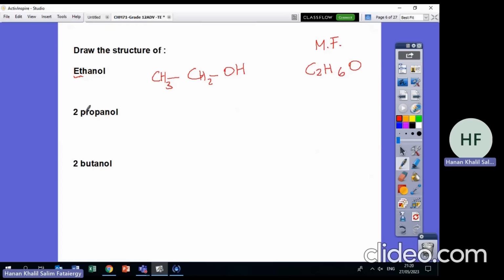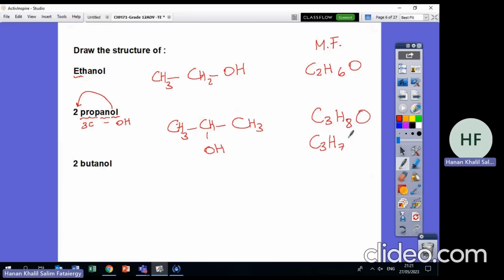And we have O. Now 2-propanol. Prop is 3 carbons. Ane means single bond. Ol means OH. Where is the OH? At carbon number 2. So we have 3 carbons, and at carbon number 2, we have OH. Now let's put the H's. This is 3, this is 1, this is 3. So the formula will be C3H, 3 plus 1 plus 3 plus 1, this is 8, and O. Some people like to do it like this, they say C3H7OH. Both of them are right.